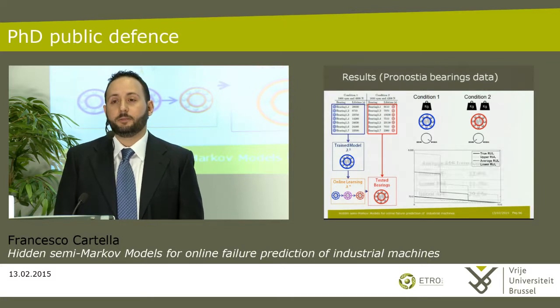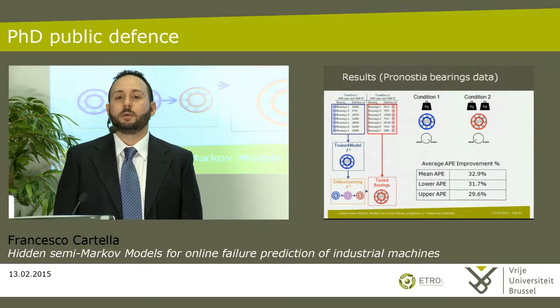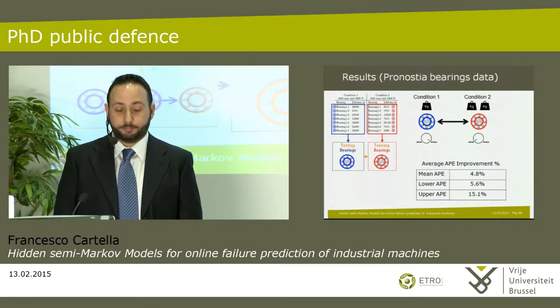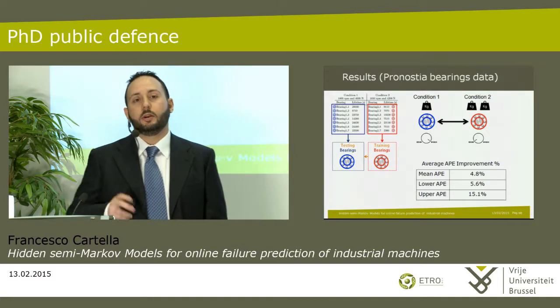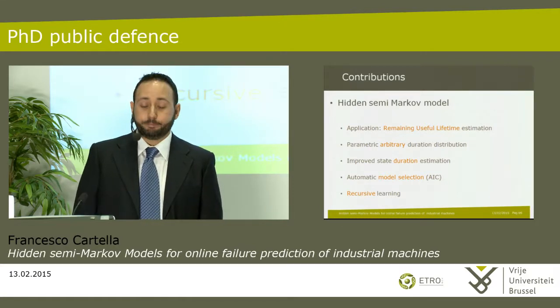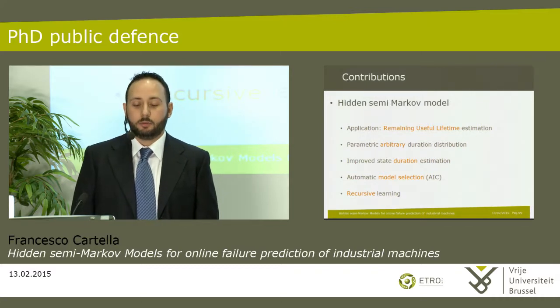As we expected, we obtained an improvement of the adaptive model with respect to the non-adaptive one, with better accuracy of remaining useful lifetime estimation of around 30%. We obtained also an improvement in case we swap the bearings of condition 1 and condition 2 for training and testing set. So, in summary, in this work, I propose the usage of a hidden semi-Markov model applied to the problem of remaining useful lifetime estimation.